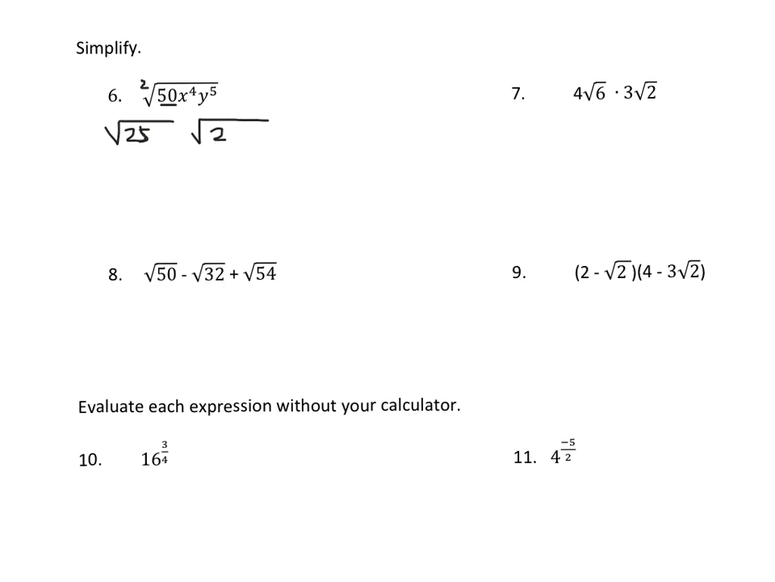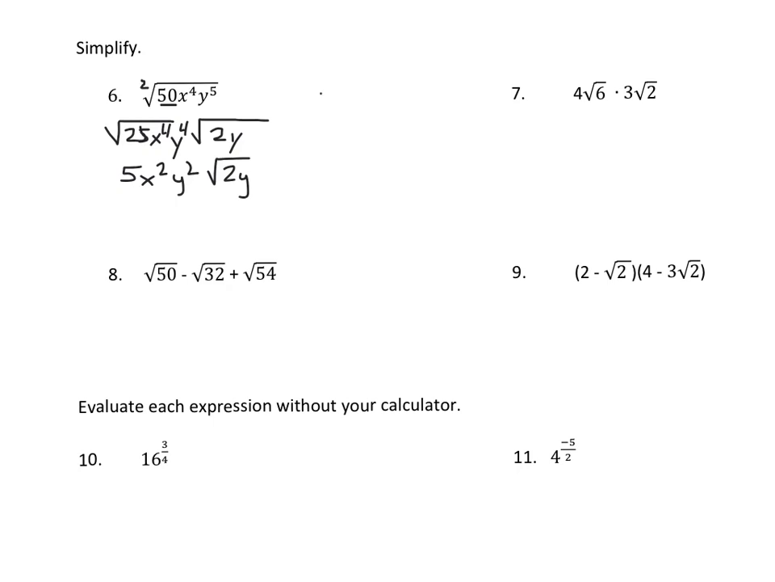Since I'm doing square root of the variables, anything with an even power I could do. So I can do x to the 4th. I cannot do y to the 5th, but I could do y to the 4th, leaving a y in what I cannot simplify. And then I simplify the beginning part, and I leave the square root the same.